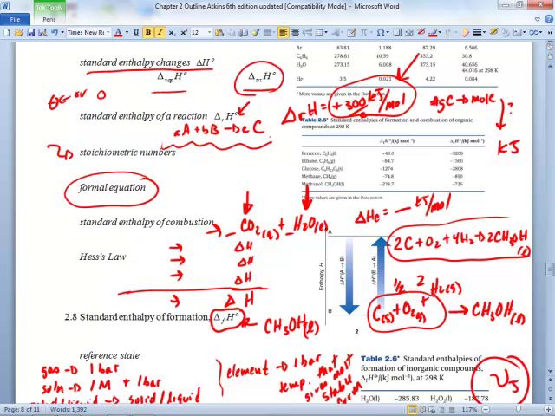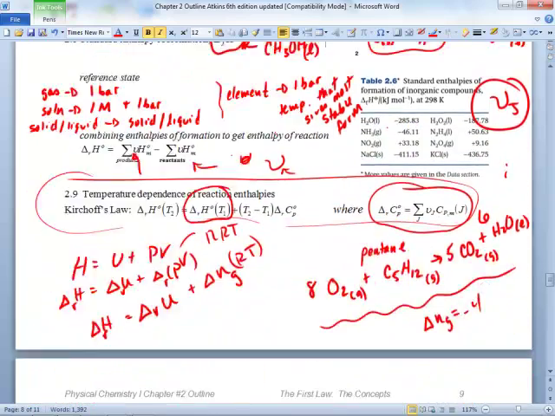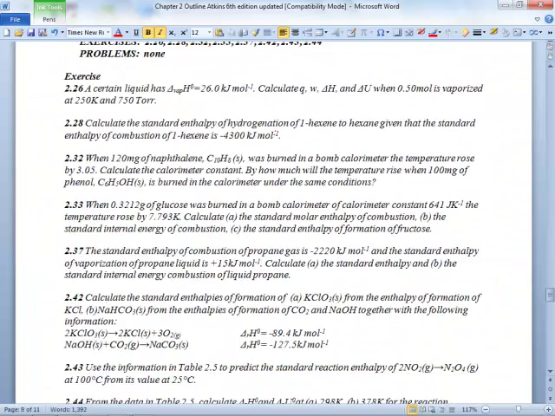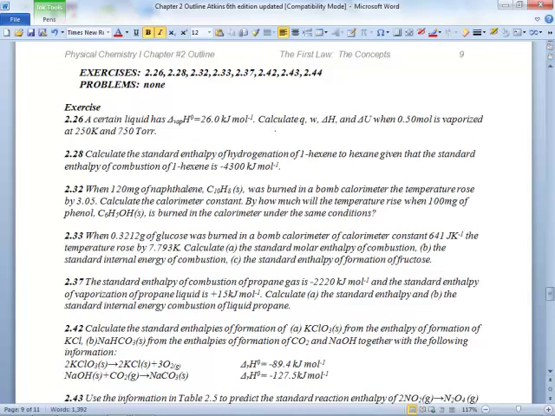You can't just write any equation you want and balance it. You have to have a 1 in front of what you're interested in. Enthalpy of combustion, you've got to have a 1 in front of whatever you're burning. Enthalpy of formation, you've got to have a 1 in front of whatever you're interested in looking up in that table. Enthalpy of formation of what? Propane. Well, it needs to have a 1 in front of the propane in the reaction, if you're going to write it. Okay. That's what I hope they're talking about for formal reaction.